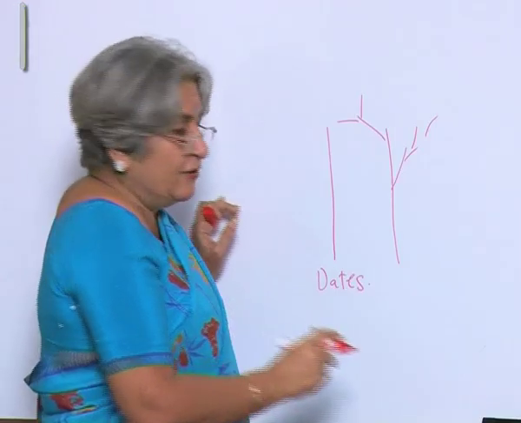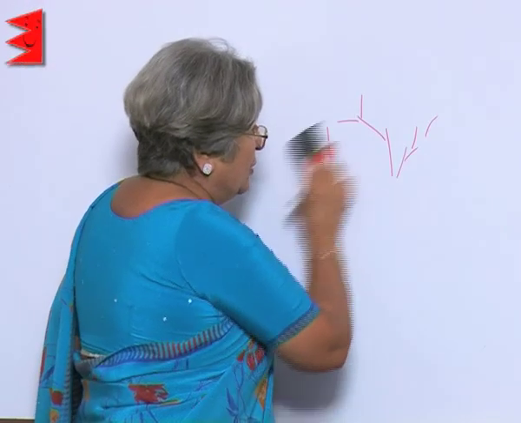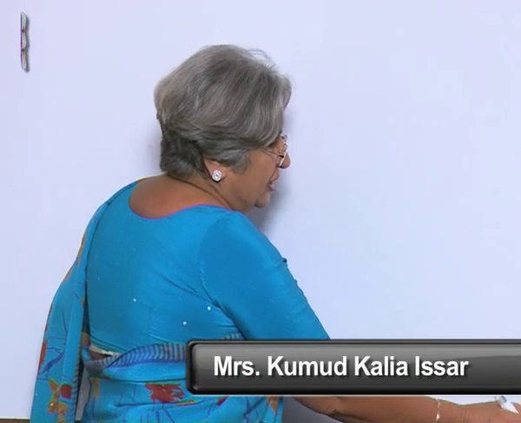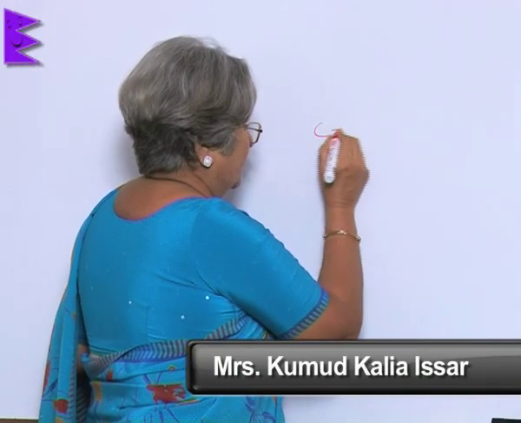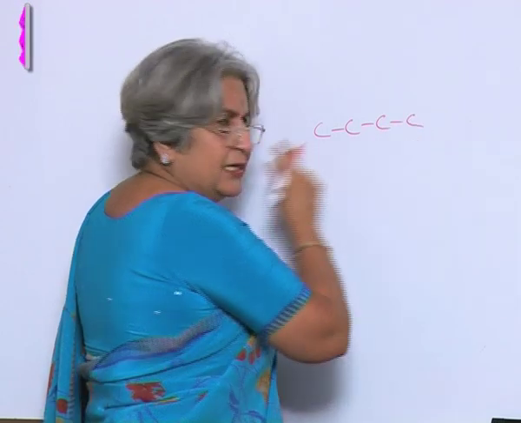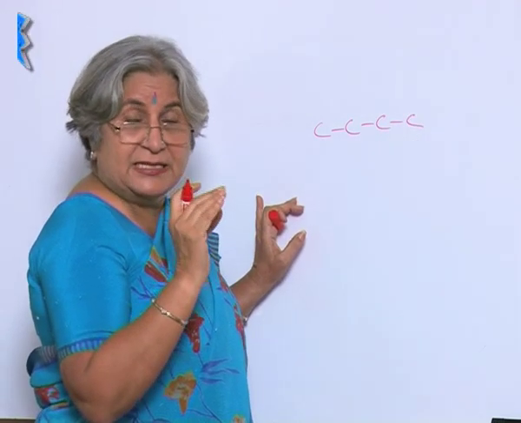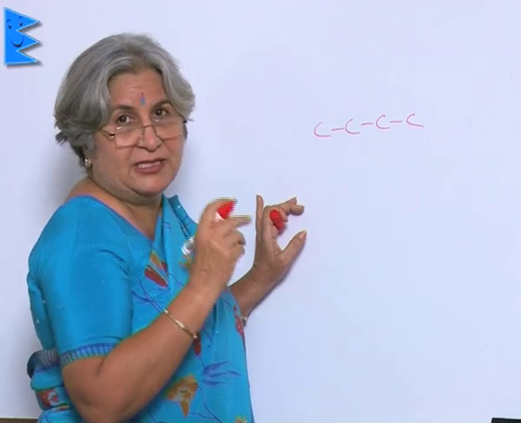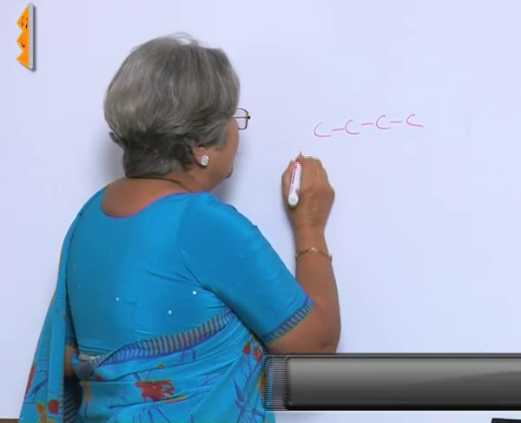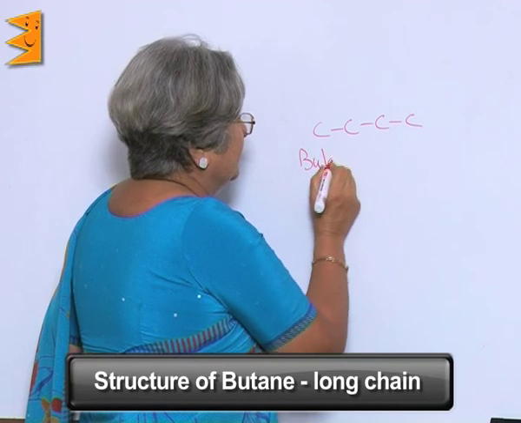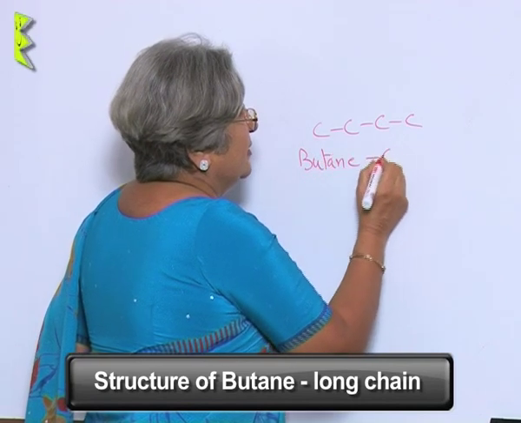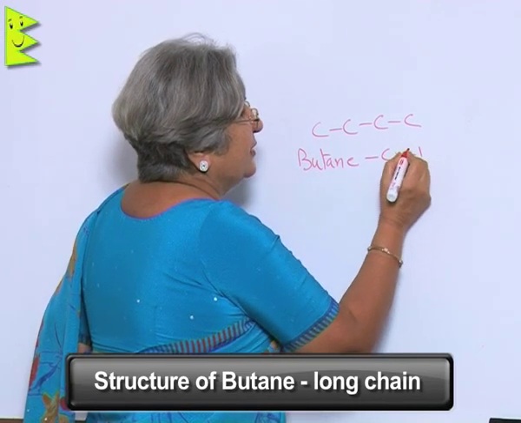Similarly, in the case of carbon compounds also, some form long chains like this. And it can be very, very long also, hundreds of atoms. But in some cases, there is branching. Let us take the case of butane, C4H10.